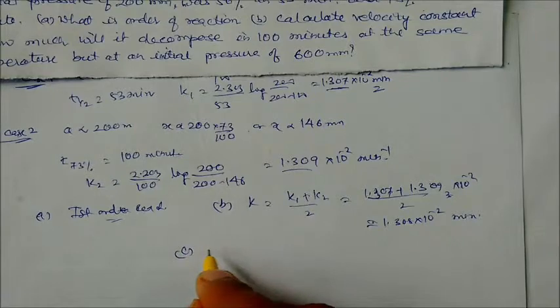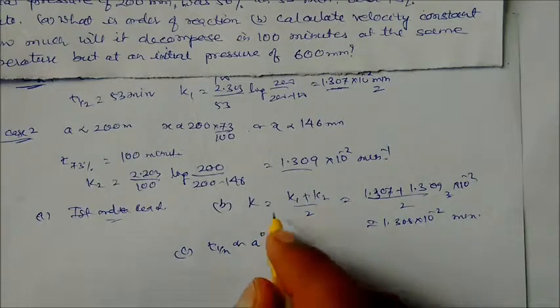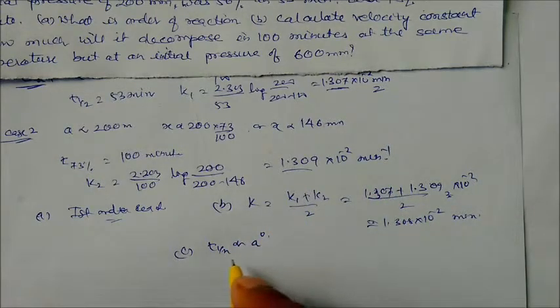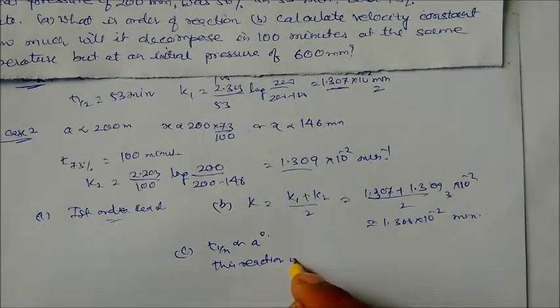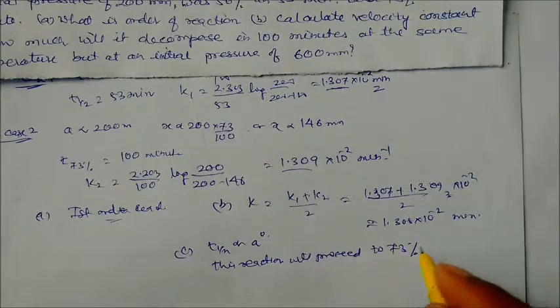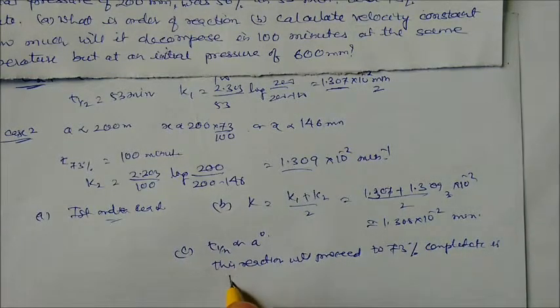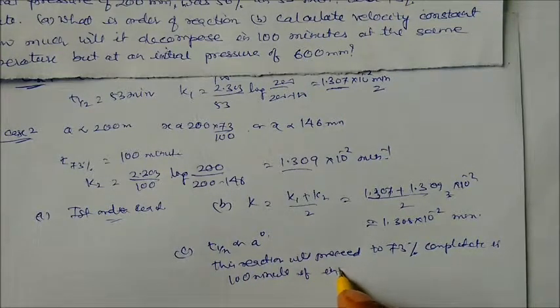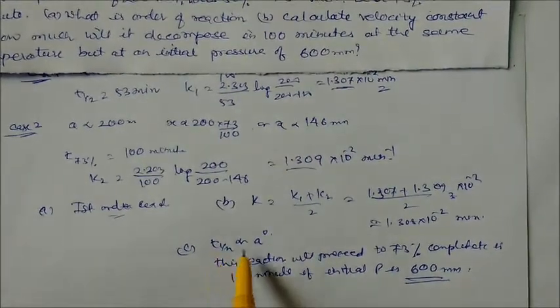Now third: T is proportional to 1 by A to the power N minus 1. So this reaction will proceed to 73% completion in 100 minutes if the initial pressure is 600 millimeter. So this is our answer, because this is independent of A.